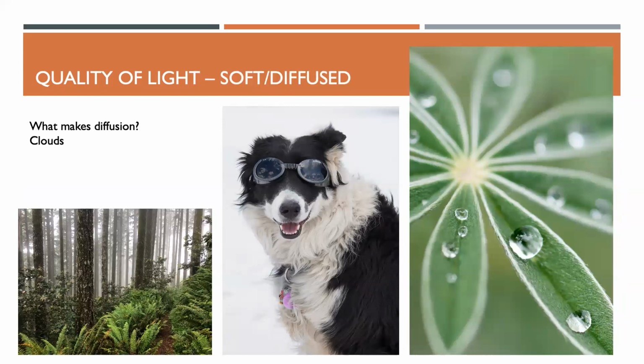Examples of soft or diffuse light. All of these are based off of cloud cover. That's one of your best natural forms of diffuse light. However, if you have small subjects, you can also use a diffuser and soften the light by yourself.